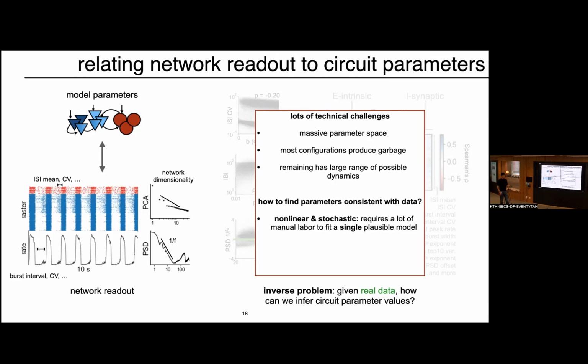But you also want more than a single model that fits the data because, again, the models are stochastic, so different runs of the model will give you different results. Also, different model configurations might give you the same looking data, depending on what "same" means for you. So that's the problem of degeneracy, basically.